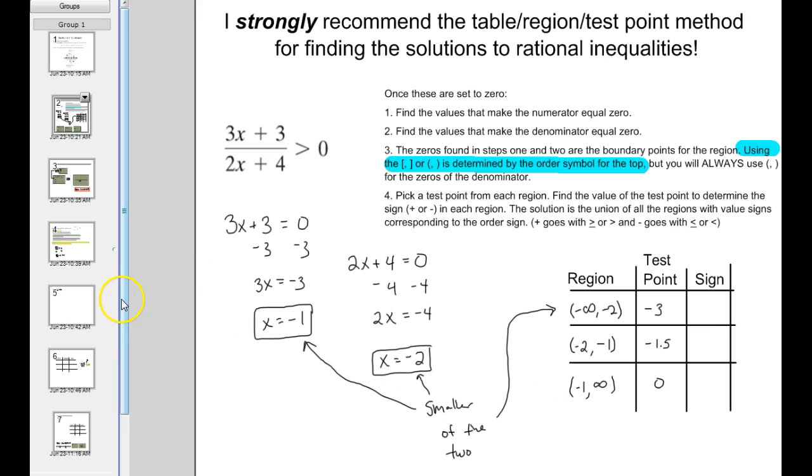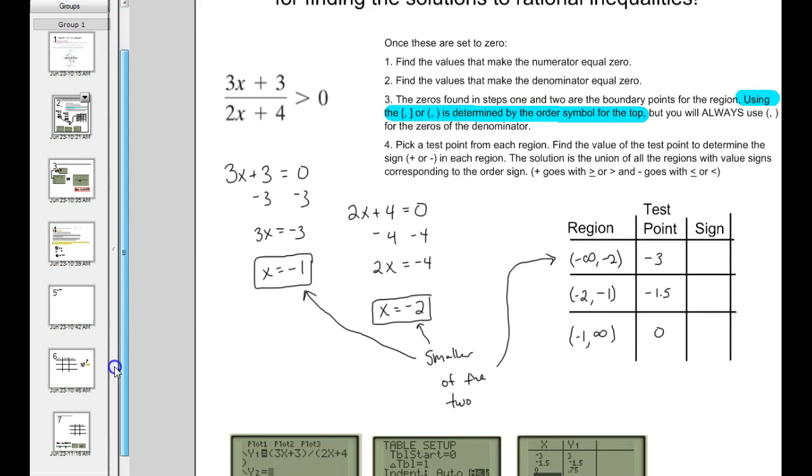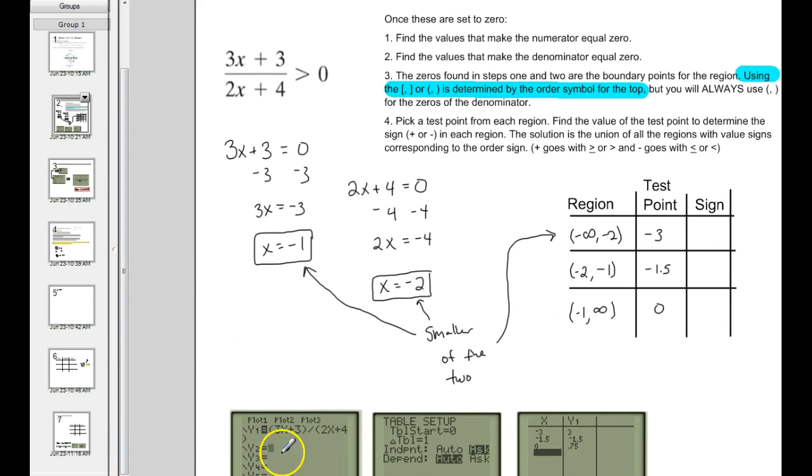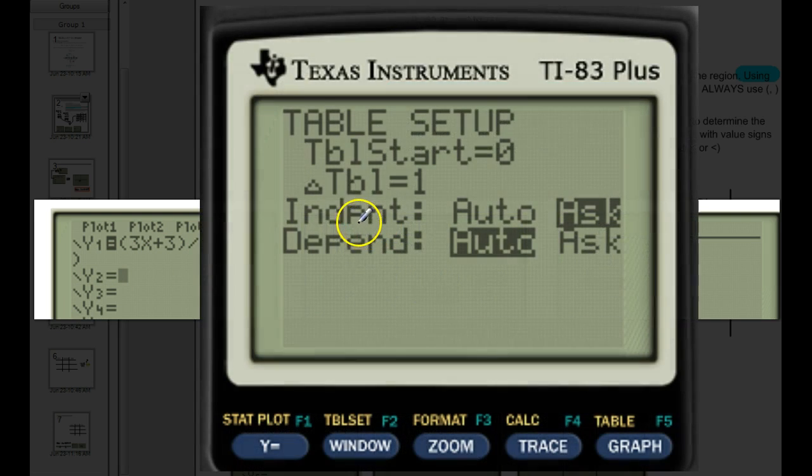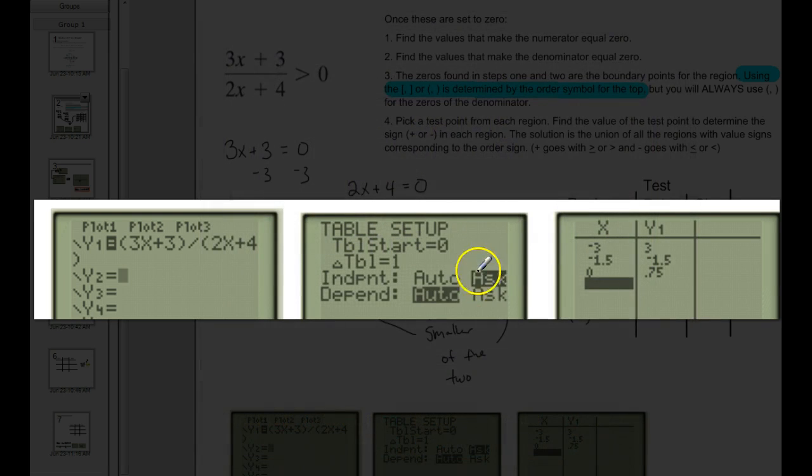Alright, now, remember you can put these in your calculator. So I put in 3x plus 3 in parentheses, divided by the parentheses, 2x plus 4. I go to my table setup. Remember, that's second window, your table setup. And then go to ask mode, and then you can just type in these three numbers: negative 3, negative 1.5, 0.